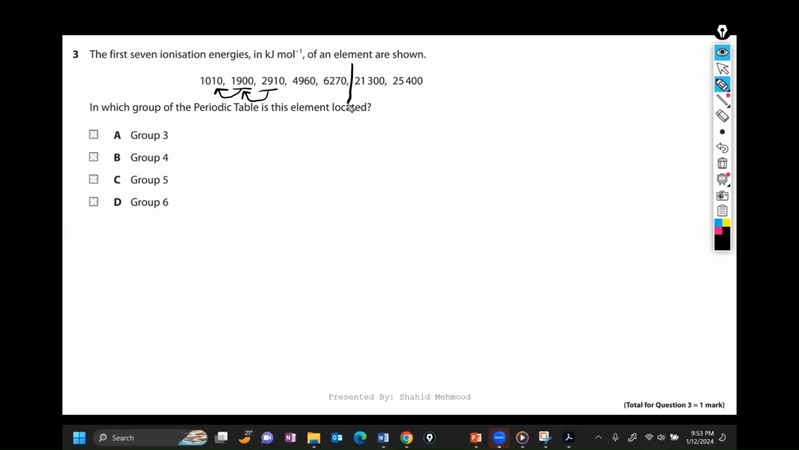So the big jump you can see here, and you have to draw the line. This is 6,000, while the sixth ionization energy is 21,000. So this increase is more than double and triple. So here 1, 2, 3, 4, 5, and this element is in group 5.